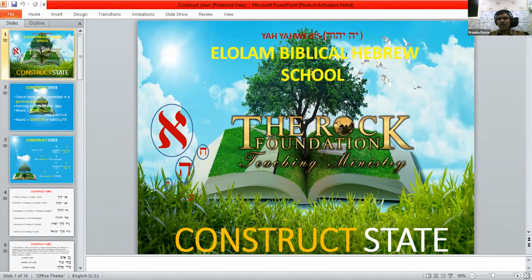For example, in English, I will say man of God. So man is said to be in construct state, and God is said to be in absolute state or genitive state. So that of-relationship it shows. The construct relationship shows the of relationship, a close relationship between two nouns.